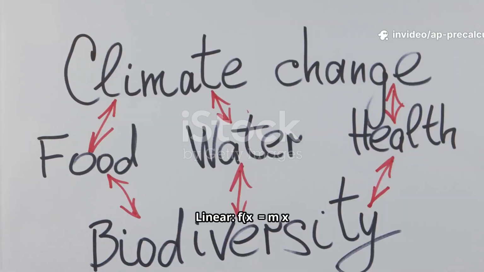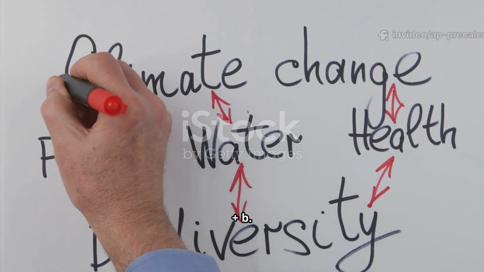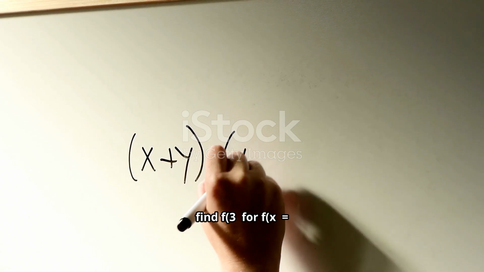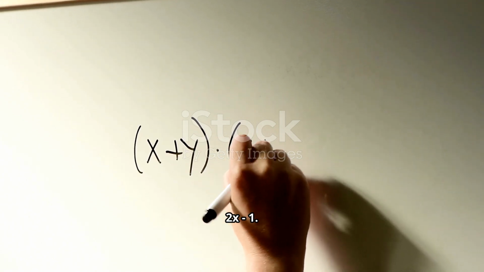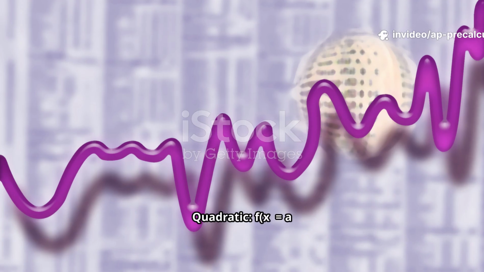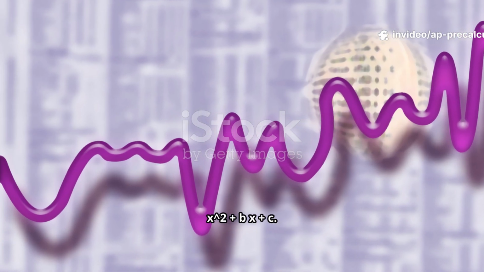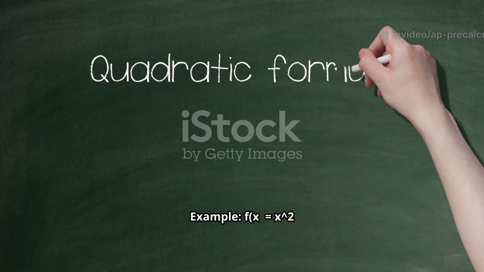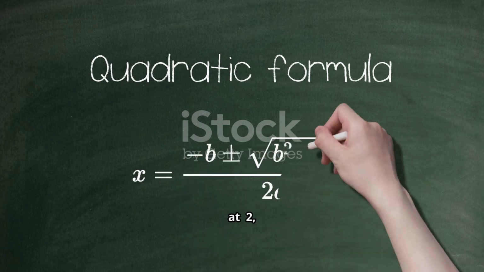Linear: f(x) = mx + b. The graph is a line with slope m and intercept b. Example problem: find f(3) for f(x) = 2x - 1. Substitute to get 5. Quadratic: f(x) = ax^2 + bx + c. The graph is a parabola. Example: f(x) = x^2 - 4x + 3 has vertex at (2, -1).